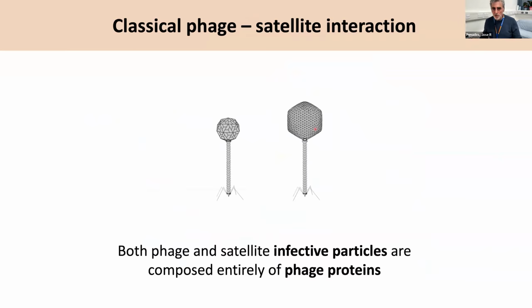Okay, as mentioned, for many years this interaction has been known, and the dogma again is that the satellite uses the proteins encoded by the phage to produce these small capsids and to produce the tail. So without the phage, the satellite cannot produce these kinds of structures. Everything is paid by the phage.